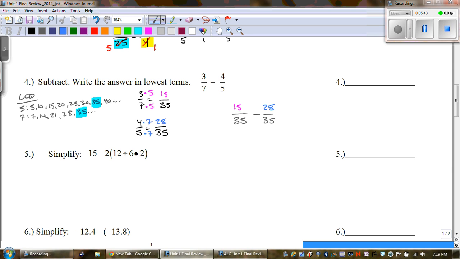Okay, and now we can subtract. We know that our denominator is going to be 35. 15 minus 28, well, remember we can add the opposite because I know it's going to be a negative number. And if you have trouble subtracting it like that, do 28 minus 15, okay? And you're going to get 13. So we get negative 13 over 35. You always want to check to see if you can reduce. And in this case, we can't.